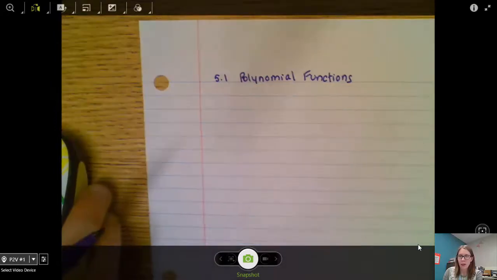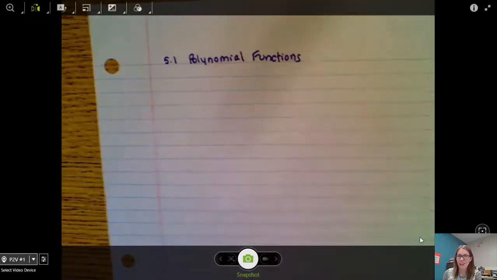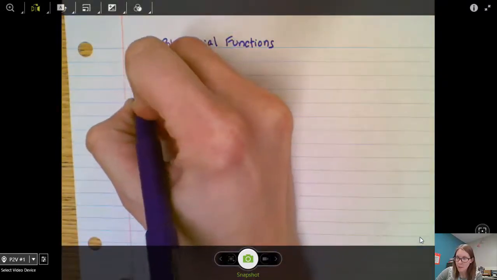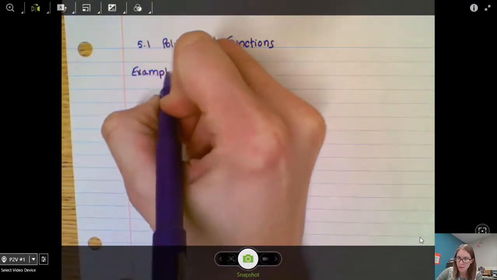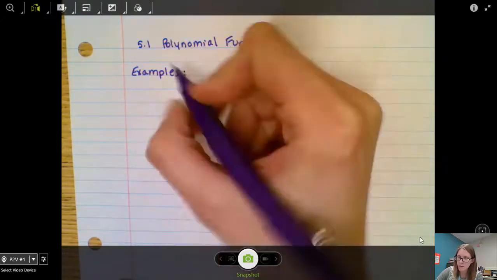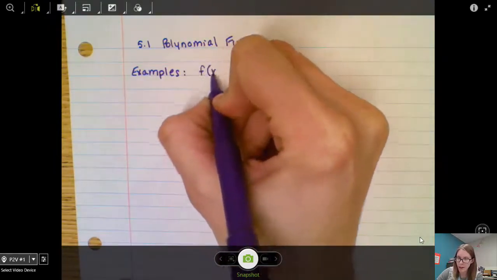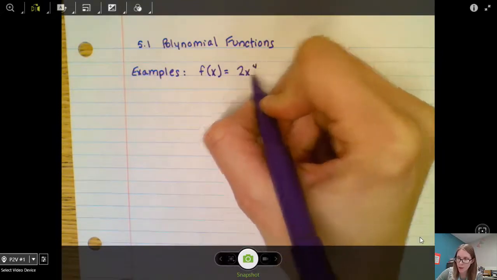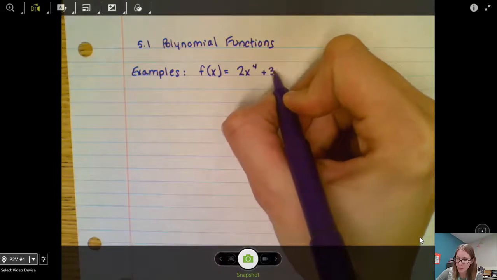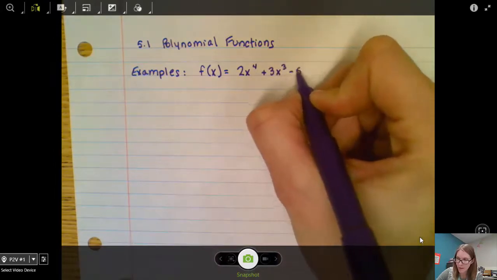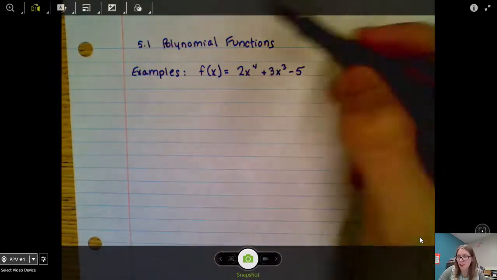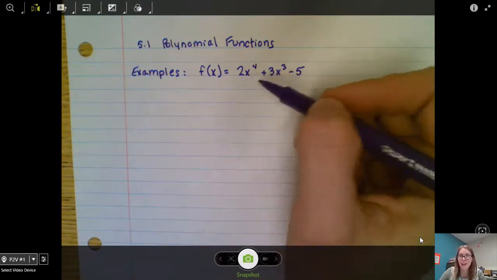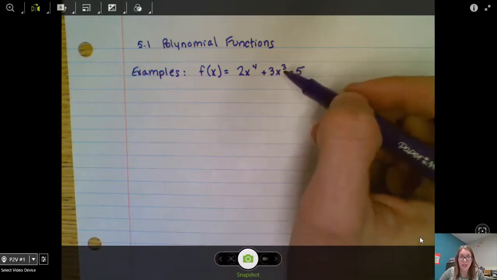So first of all, I have a question for you. What on earth is a polynomial function? Now, some examples. The function f of x equals 2x to the fourth plus 3x to the third minus 5. This is a polynomial function. So it's a polynomial function because I have all of these individual terms, and several of them have different powers.